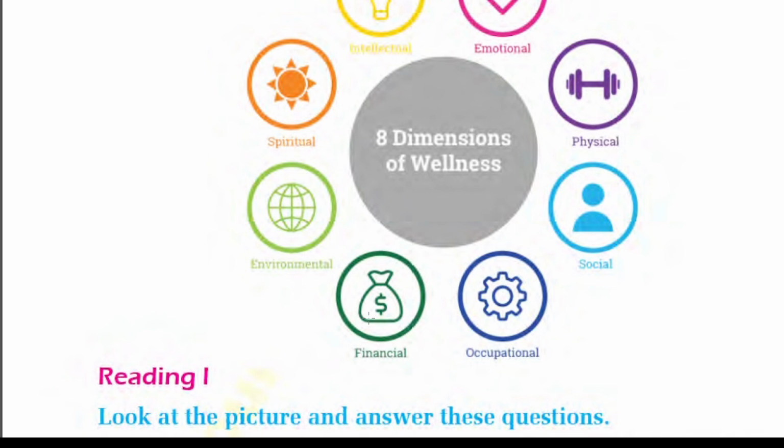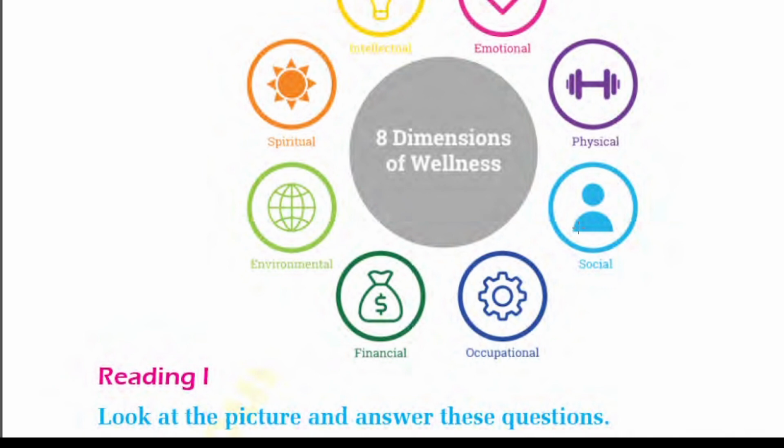Number 5 is financial wellness. Financial wellness relates to managing our finances, budgeting, saving, and making informed decisions to achieve financial stability. Number 6 is occupational wellness. So, occupational wellness involves finding fulfillment and satisfaction in our work and choosing a career path, maintaining a healthy work-life balance, and nurturing positive relationships in the workplace.